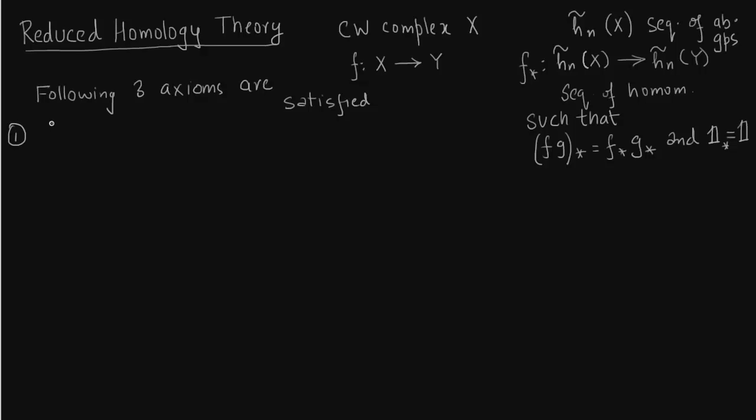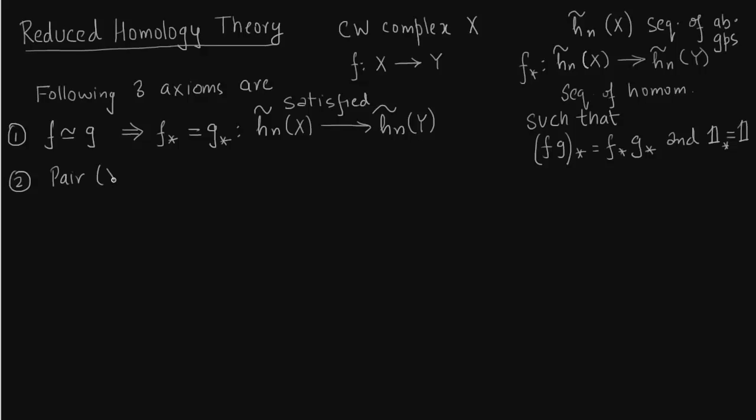So the first one is, if two maps F and G are homotopic, then they induce the same homomorphism between the associated abelian groups. So number two is that for the given pairs, there are long exact sequences.